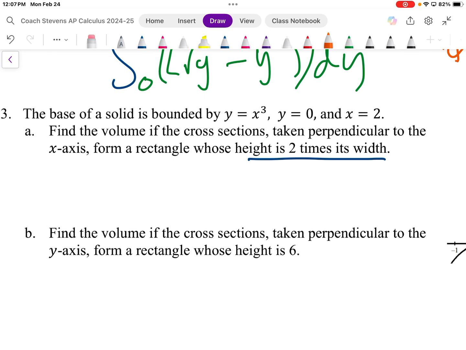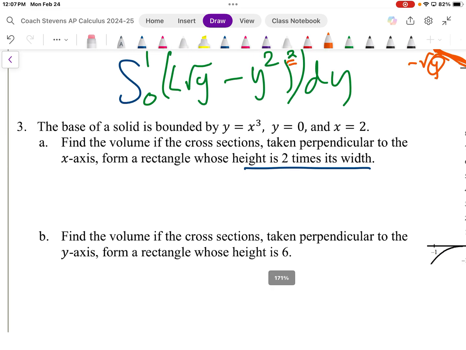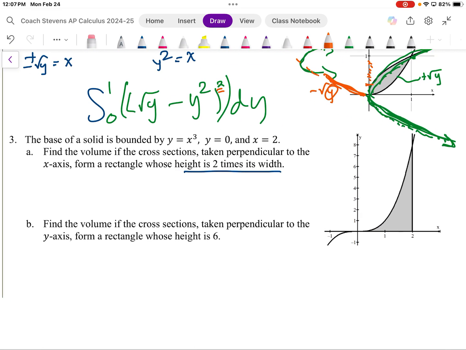All right, the base of a solid is formed by y equals x cubed, y equals 0, and x equals 2. Find the volume if the cross-sections taken perpendicular to the x-axis form a rectangle. Oh, good, they gave us a picture. I didn't have to draw it.